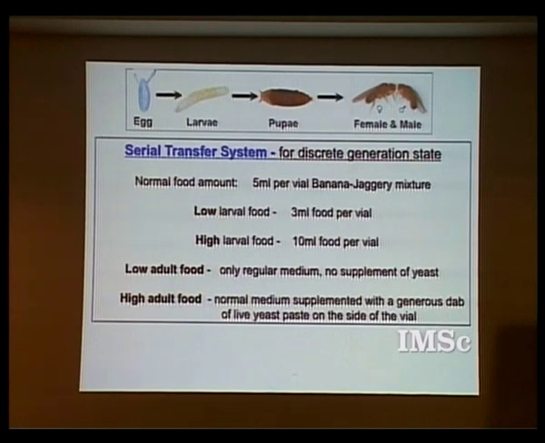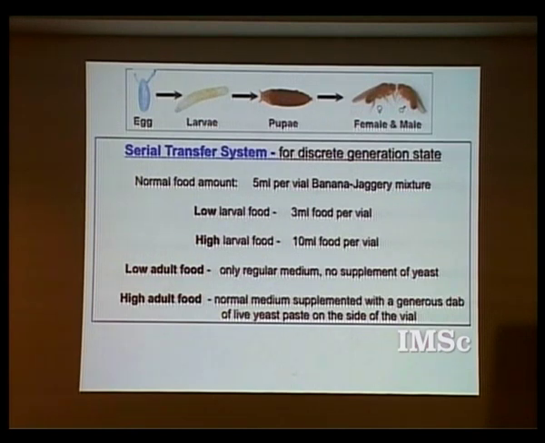They start with a certain number of adults. They lay eggs, then they become larvae. They eat the food, and they give rise to a number of adults again. And those adults are taken away. So this is essentially discretizing the generation, because you don't allow them to stay together. Since there are two stages where they eat, you can change the level of food in these two stages to find out the role of nutrition on the population dynamics of the adults.